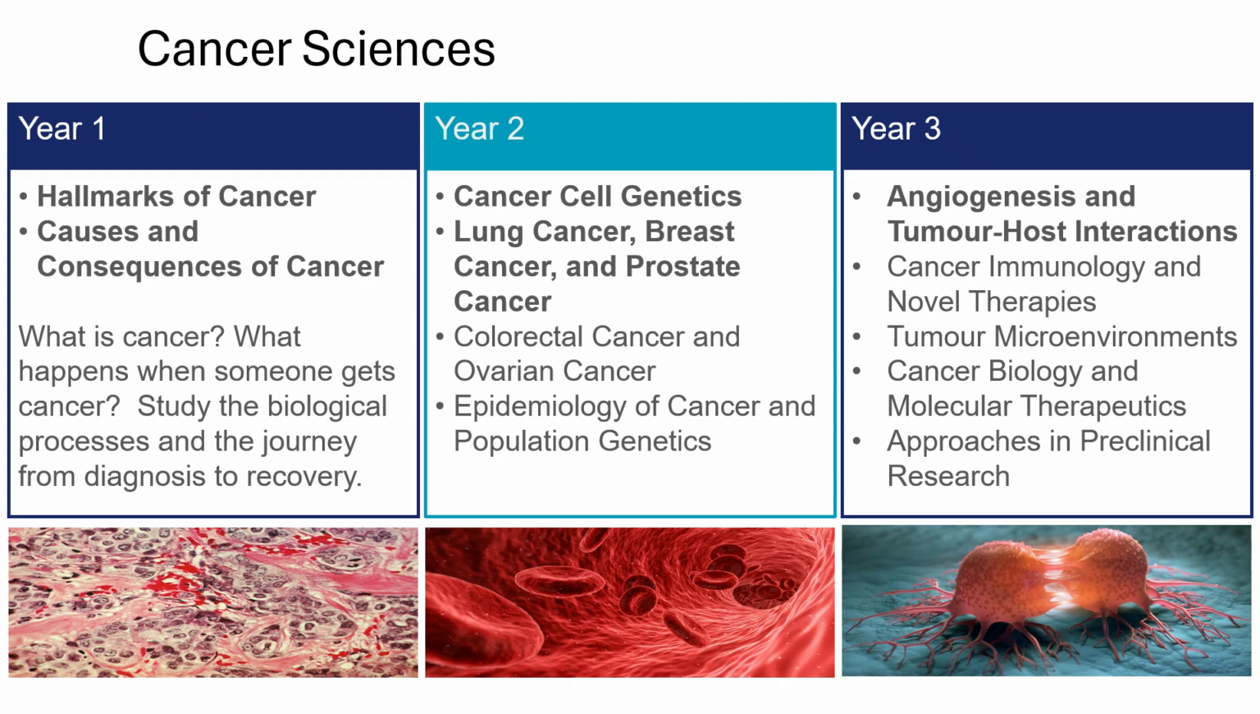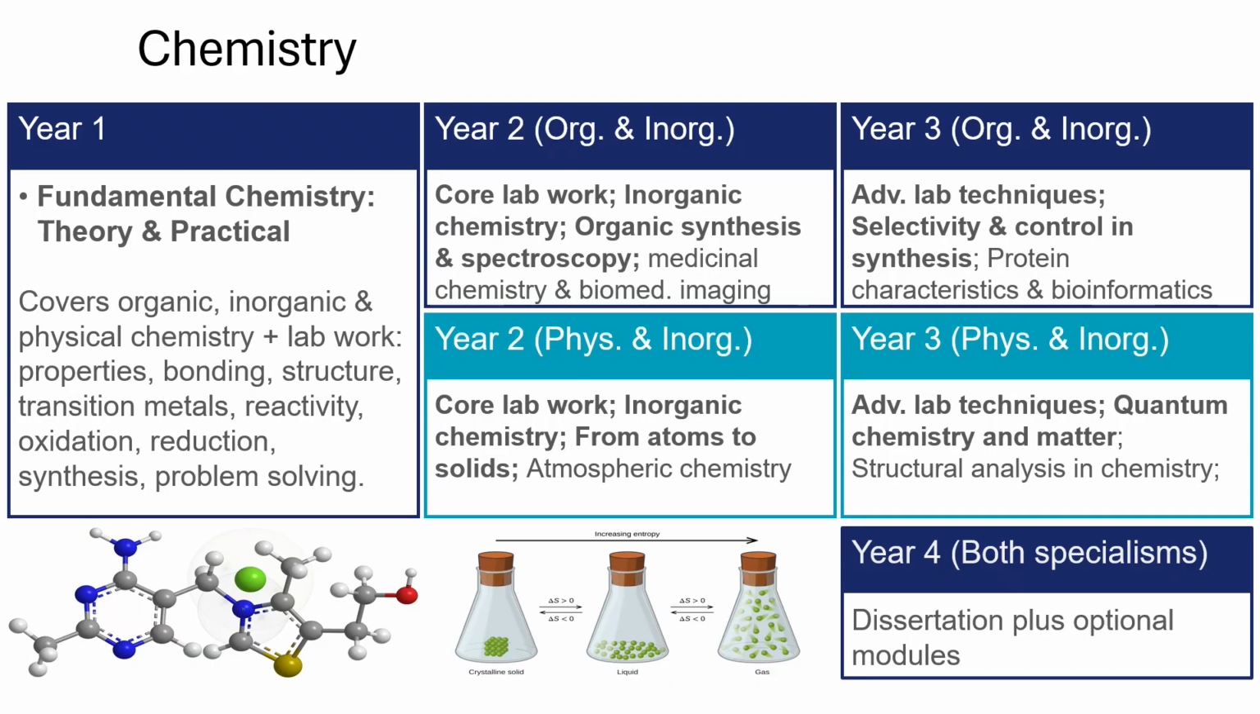There is actually, as you can see, a wide variety of optional modules to choose from in your year 3. It's a good time to point out that there is no possibility to do a year 4 in cancer sciences. So if you want to do a master's in this area, you can do a taught postgraduate master's. The next subject is chemistry.